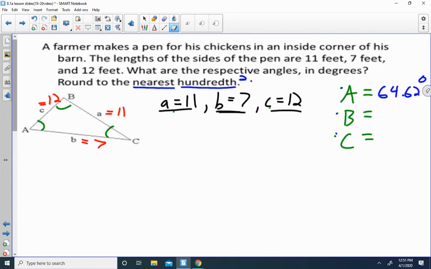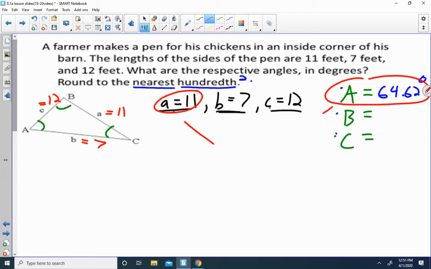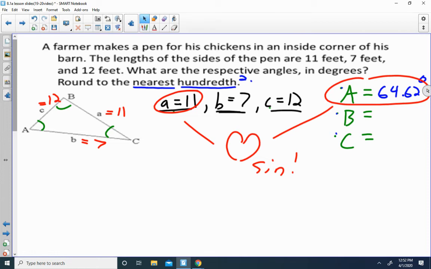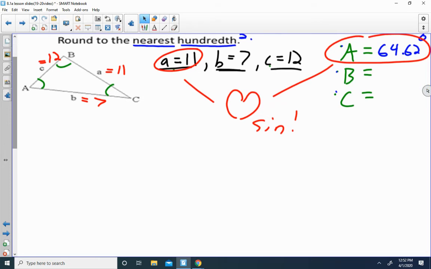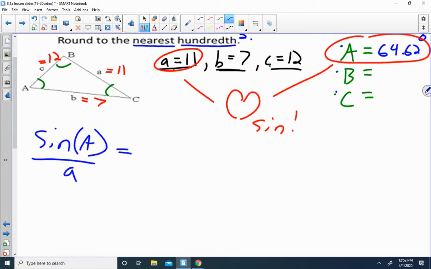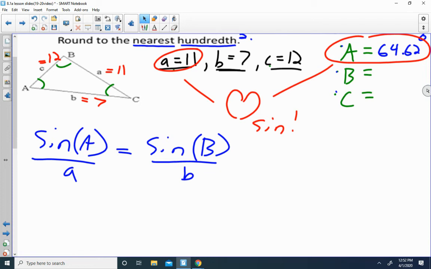Okay, awesome. All right, so let's check. Ooh, I got a pair. Big A, little a, which means I can use the law of sine. Don't have to do law of cosine anymore. And then just like before, our pair is A, so I'm going to do sine of A over little a. And for skittles and giggles, I'm going to go ahead and do sine of big B over little b.